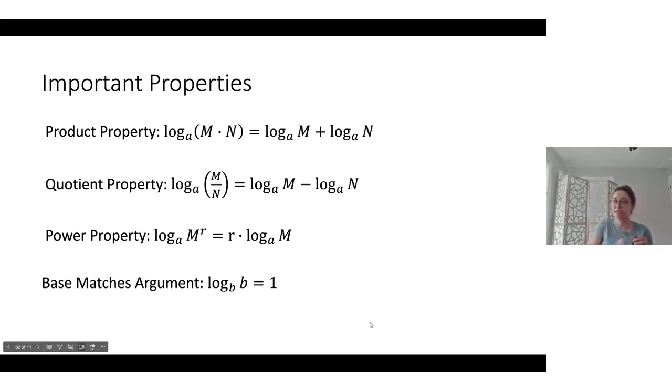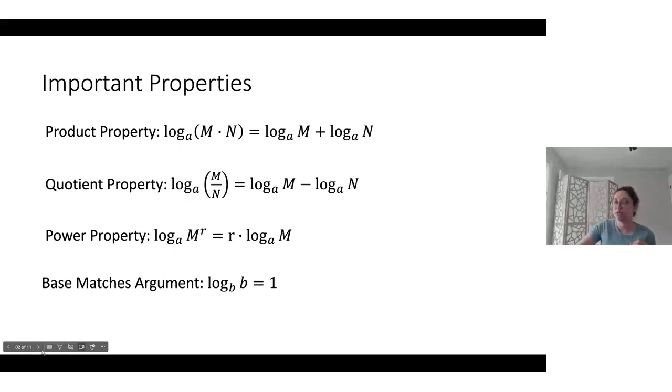And then the last property we're going to talk about today is when the base matches the argument. So log base b of b is always equal to 1. And that's because remember that our logarithms are asking what power can I raise the base to so that it's equal to the argument. So if the base and the argument are the same, b to the power of 1 equals itself. So this goes for any base.